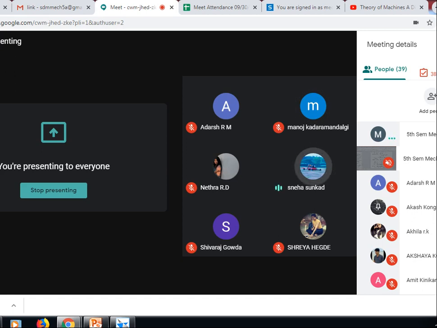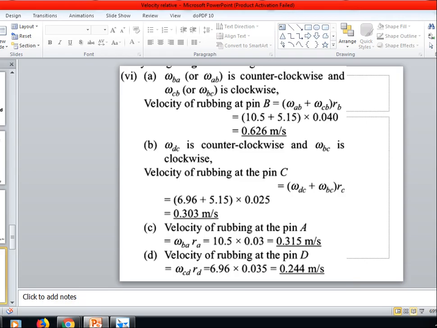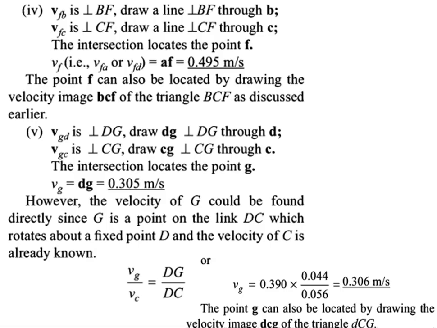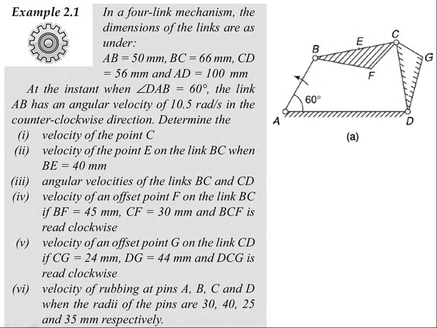Sir, in this problem, AB is counterclockwise, and CD and BC, how come? I mean, AB is counterclockwise and CD is clockwise. How come, sir? CD clockwise? It must be counterclockwise, no, sir? See here, what is happening, I'll tell you. So your BA is having counterclockwise direction.